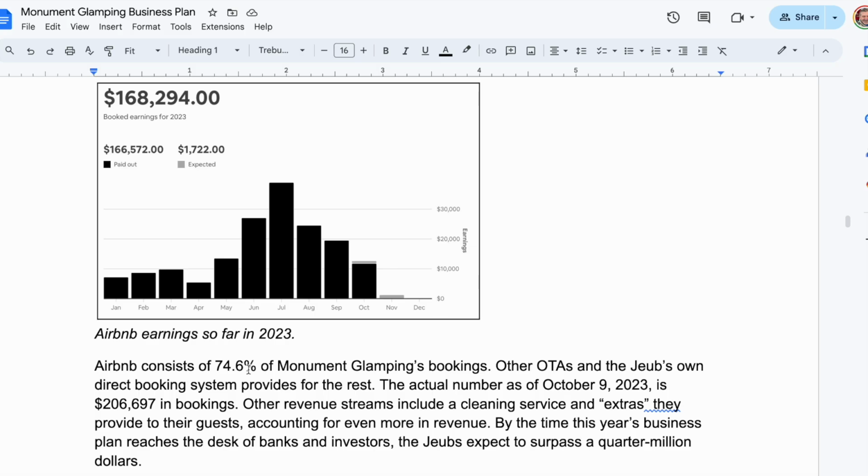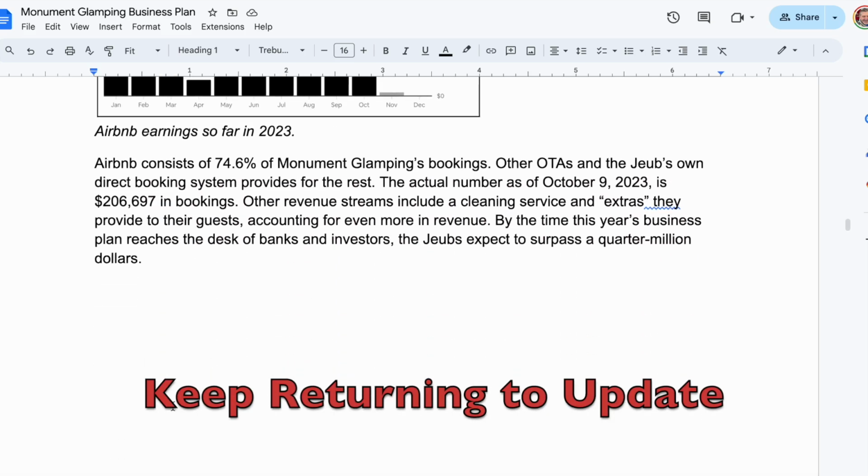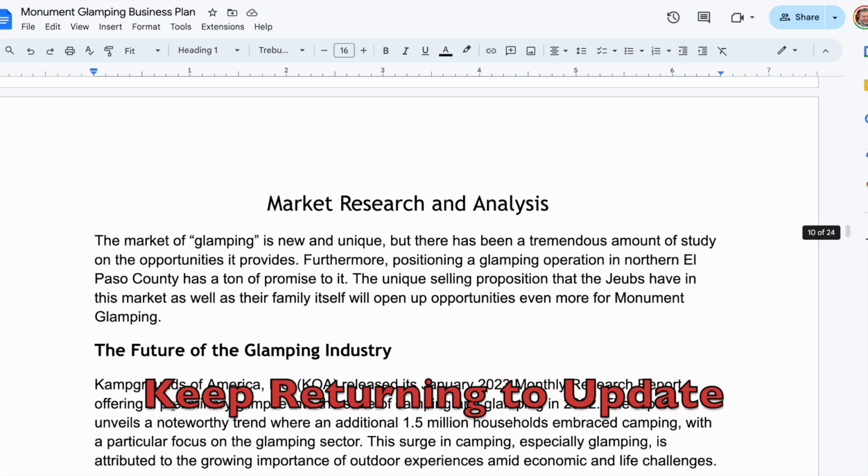The Airbnb consists of blah, blah, blah, blah. The actual number as of October 9th, 2023 is 2,697. I can get very accurate now. I've got to go back and update this to show how much money I made. I made $246,000 by the end of the year in bookings, and an investor will want to know that exact number.